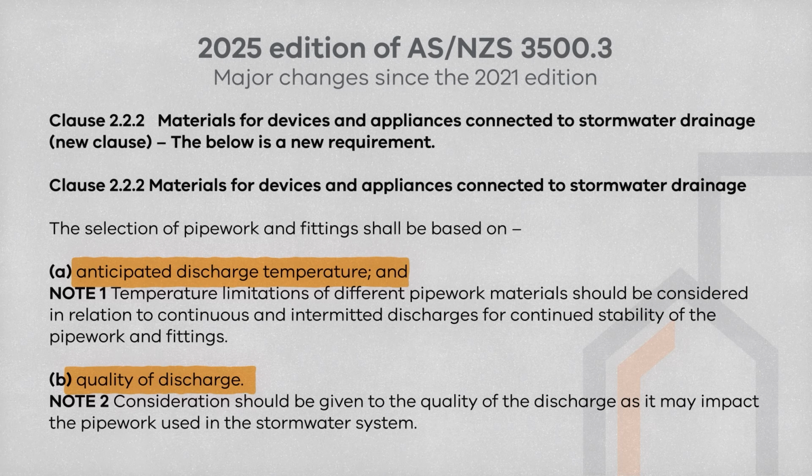Once you have that information, you can then choose the right pipe material to suit those conditions. It's also a good idea to record the basis of your material selection in your documentation. That way, it is clear that you have considered the performance and compliance requirements of this new clause.